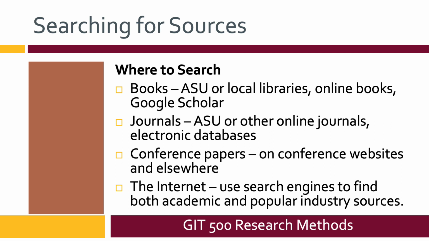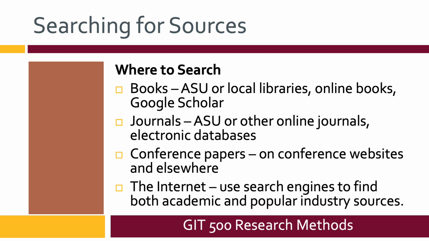Google Scholar is a great source, and if you can't find Google Scholar on the internet, just Google Scholar, and it has lots of online books. It also has journals, and journals are shorter articles that are published or written by academic researchers, sometimes industry experts, and you can get those through the ASU library website, which by the way is lib.asu.edu, or other online journals.